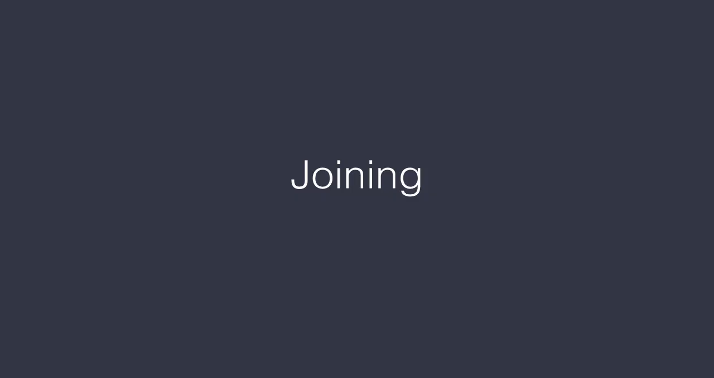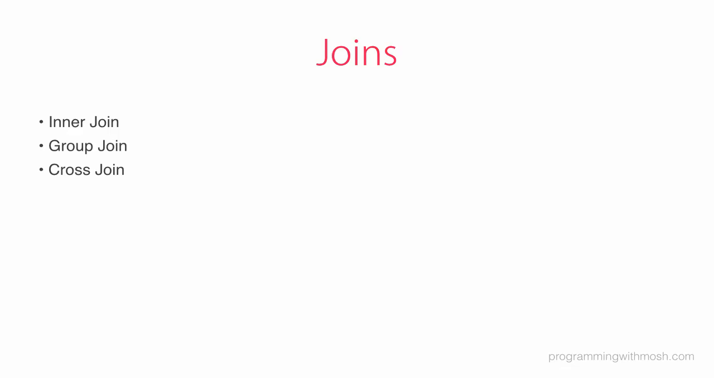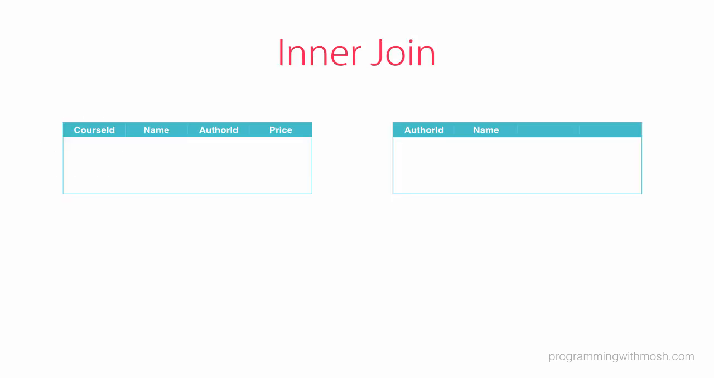course. Next, joining. In LINQ, we have 3 types of joins: inner join, group join, and cross join. Amongst these, inner join and cross join are similar to what we have in SQL, but group join does not have an equivalent in SQL. So let's start with inner join.